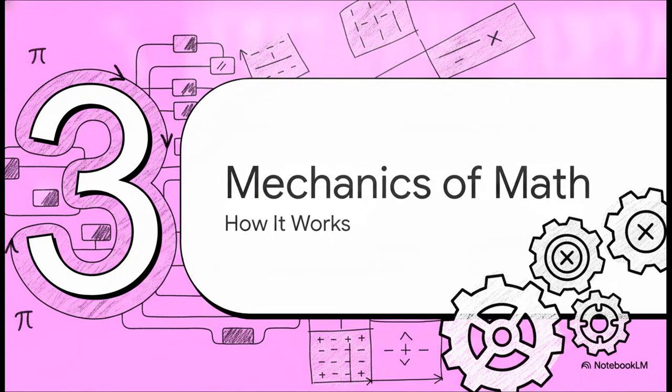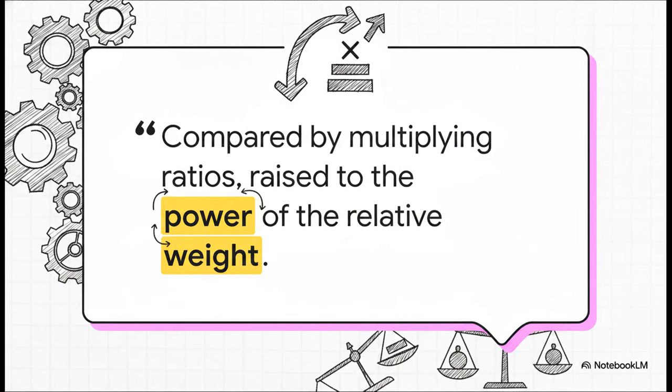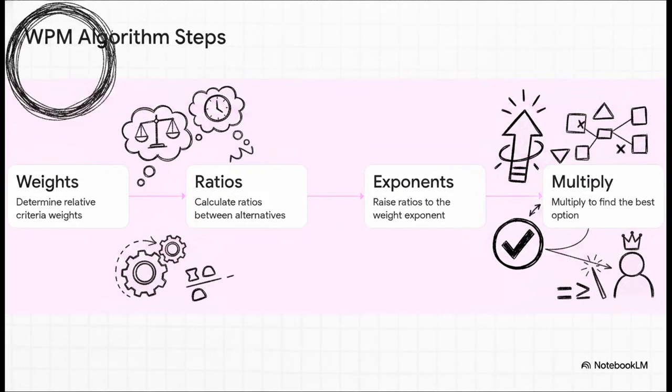Okay, so how does this mechanism actually function under the hood? Well, instead of using additive utility, which just sums things up, WPM compares alternatives by multiplying performance ratios. And then, those ratios are raised to the power of their specific criteria weights. Now, I know that might sound a bit complex at first, but honestly, it is a remarkably elegant calculation. Let's walk through the algorithm. It's just 4 clear steps.